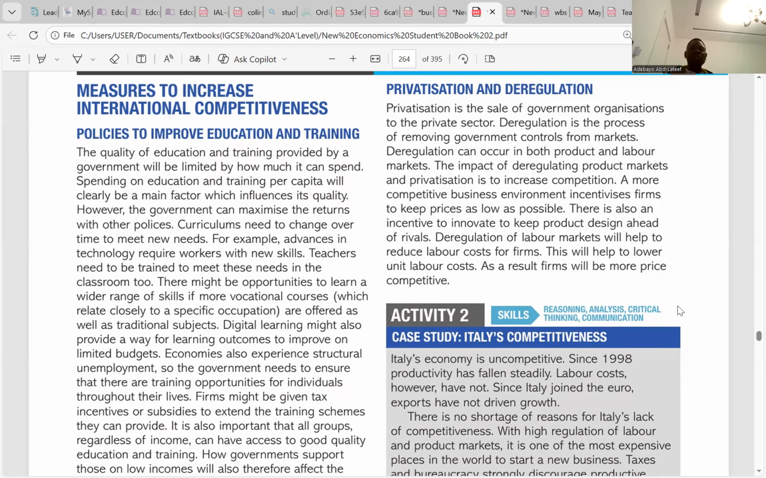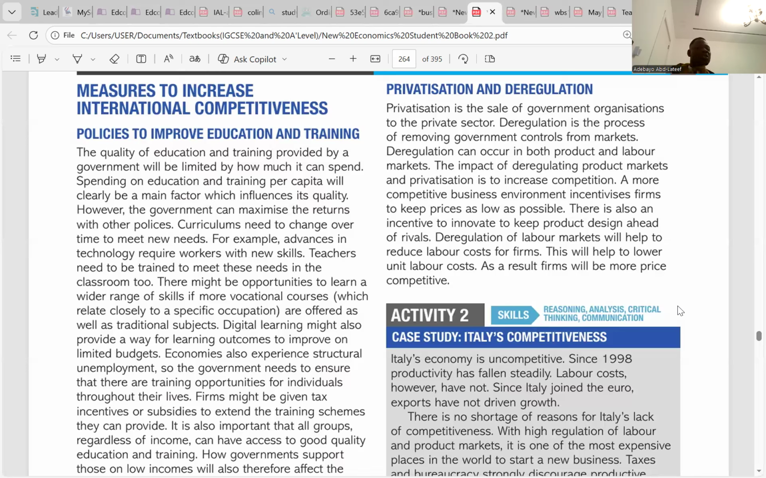And what are those policies? Those policies will be on education and training. So let's read further. Policies to improve education and training. The quality of education and training provided by a government will be limited by how much it can spend. Now, there's a constraint. We call it constraint. So education and training is expensive, yes or no? So if a country wants to improve its human capital, it means it needs to invest more on education and training. Because the more money you spend on education, the better the quality it gives back to you in return.